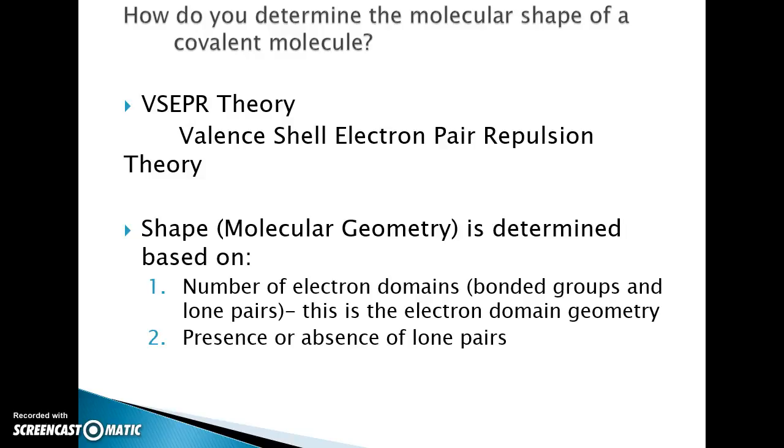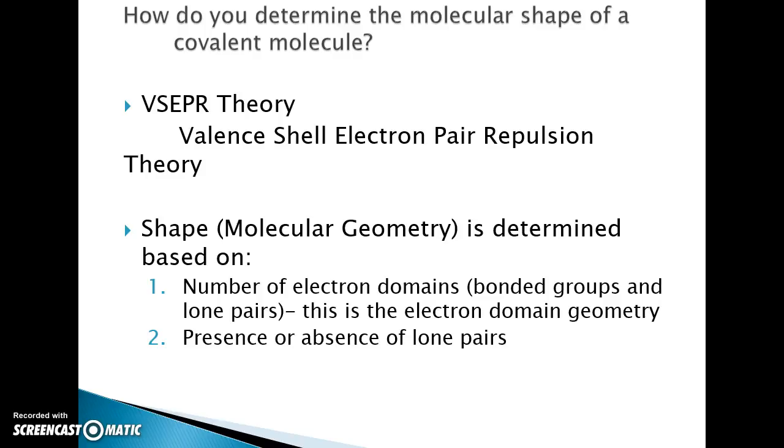We're going to be able to determine the molecular shape of a covalent molecule using VSEPR theory. That's short for valence shell electron pair repulsion theory, which kind of makes sense, right? We're talking about the valence electrons, they repel each other, and that determines the shape. The molecular geometry, or the shape, is determined based on 2 things.